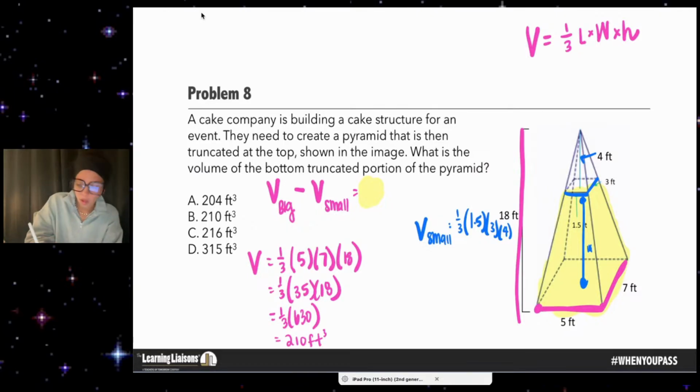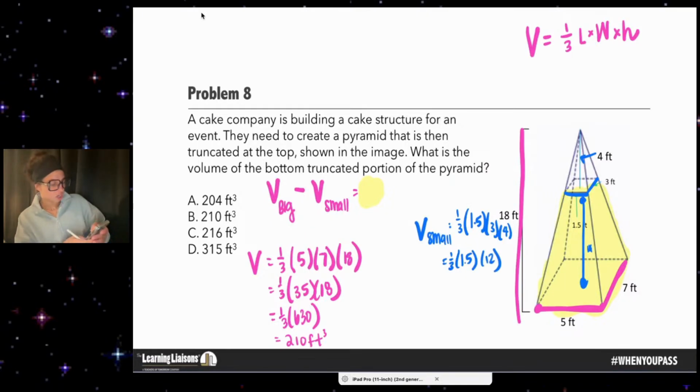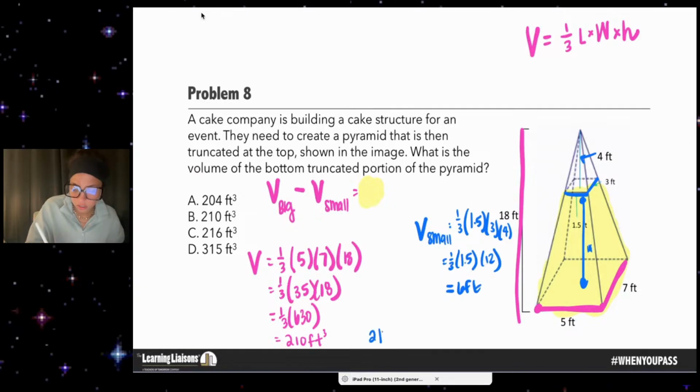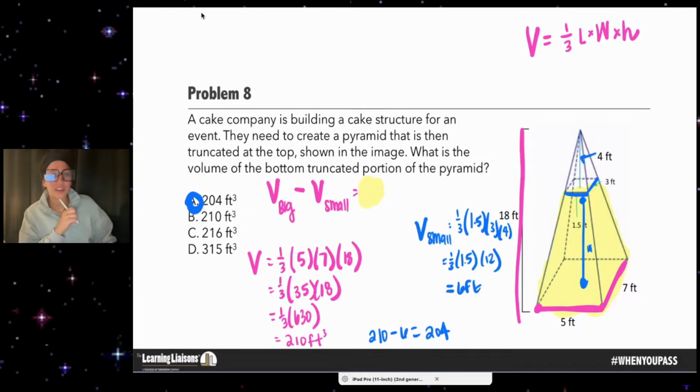So 1/3 times 1.5 times 3, with the 4, is 12 times 1.5 divided by 3. Using my calculator, that is 6. And now all I have to do is 210 minus 6, and I get 204. Fun problem, isn't it?